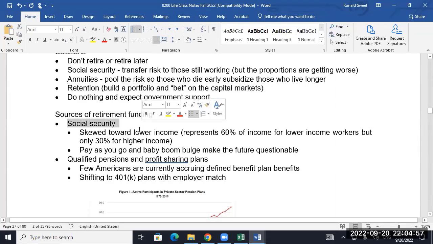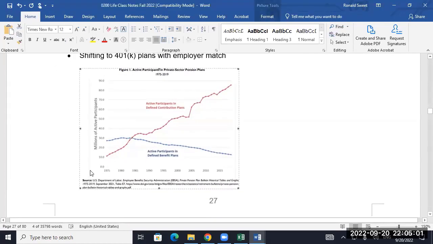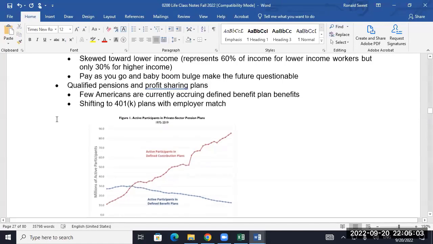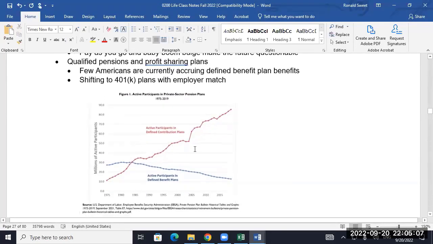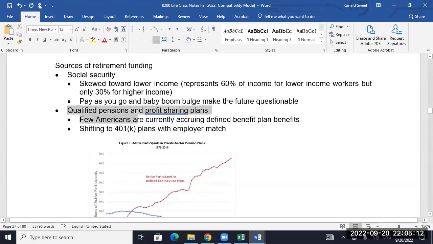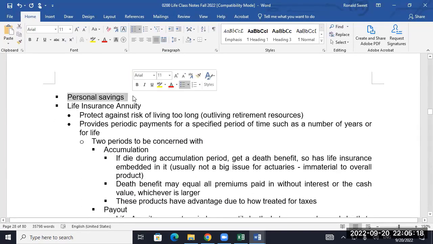So Social Security's out there, pension plans are going away. Oh, there's that chart. You know, I told you I had this chart. Here it is right here. I knew I put it in here somewhere. So pension plans are dying. It's all 401k plans. So we're shifting more and more to 401ks, your personal savings.